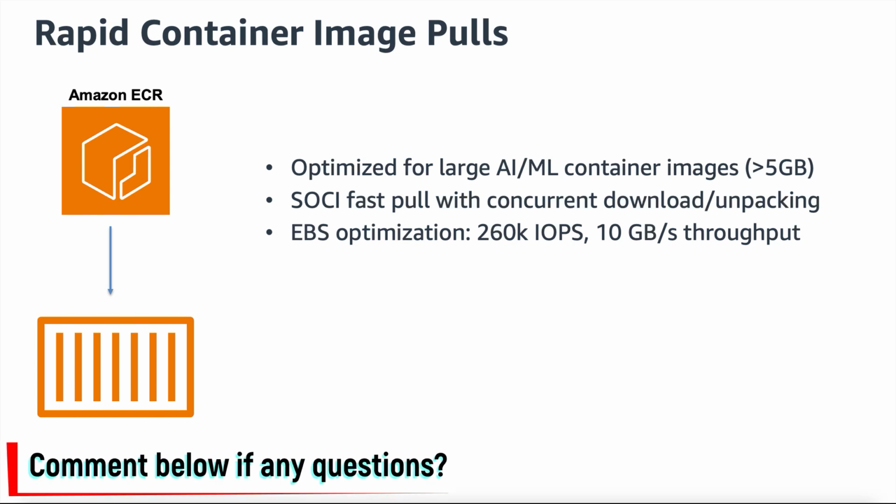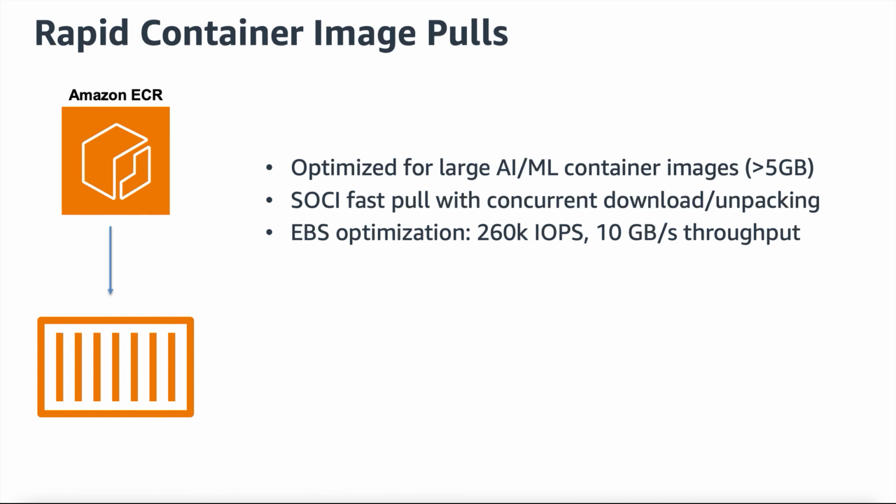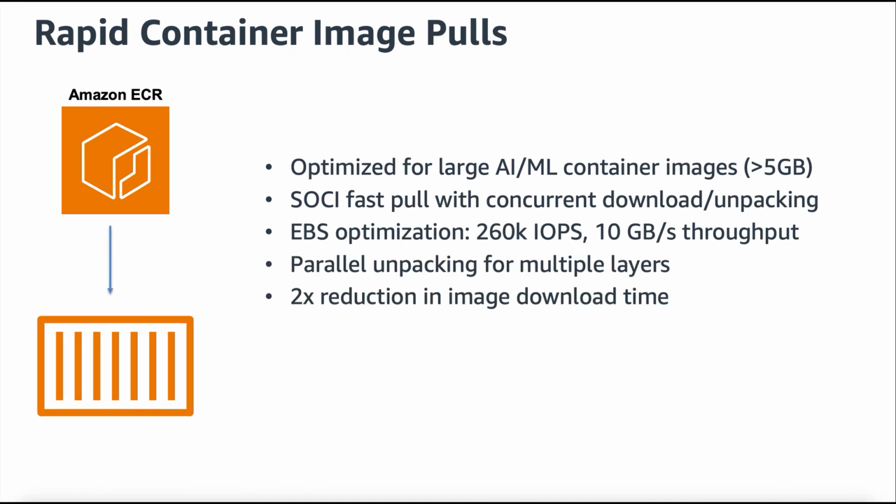We then leveraged the high Elastic Block Store IOPS of 260,000 and throughput of 10 gigabits per second supported by Trn2 and P5e/P6 instance types to reduce unpacking time. Parallel unpacking allows multiple layers to be decompressed and processed simultaneously rather than waiting for each layer to complete sequentially. Our testing demonstrates up to a 2 times reduction in overall image download and unpack time compared to default approaches.